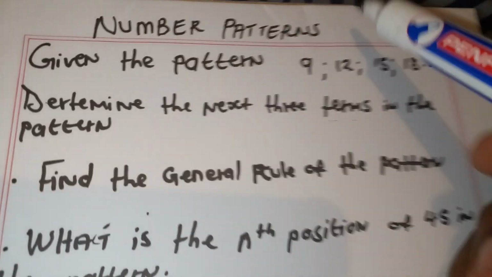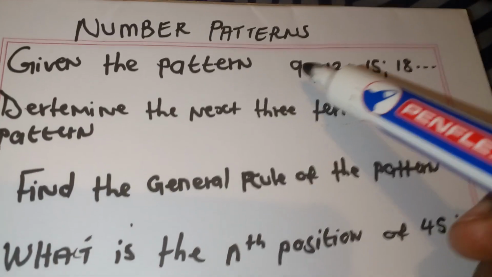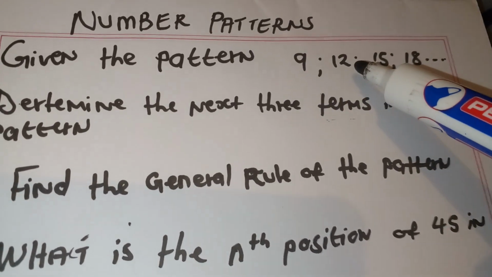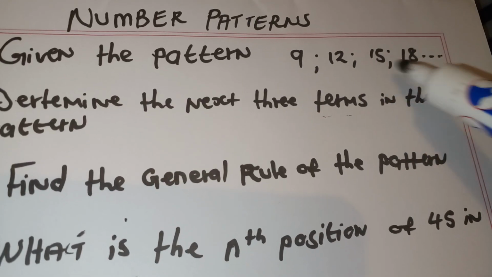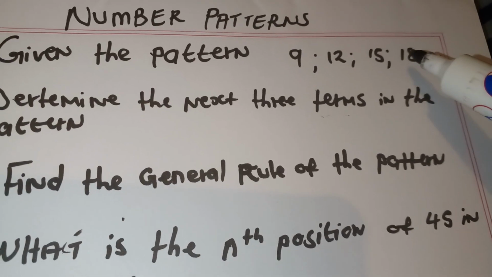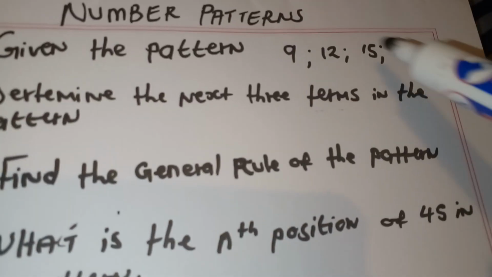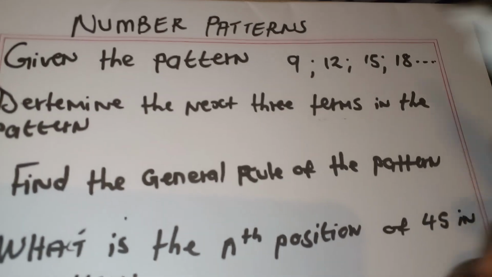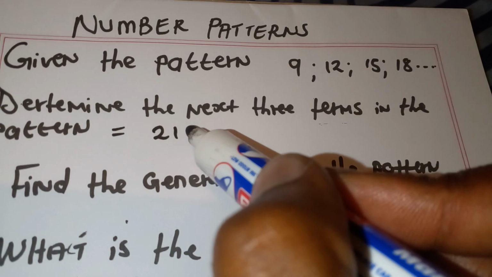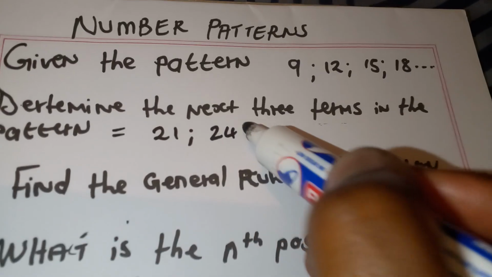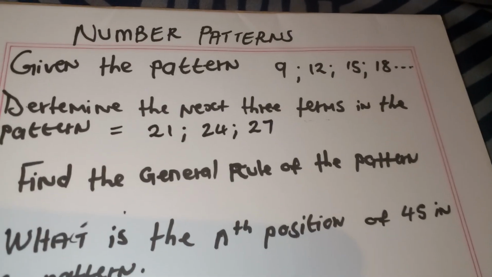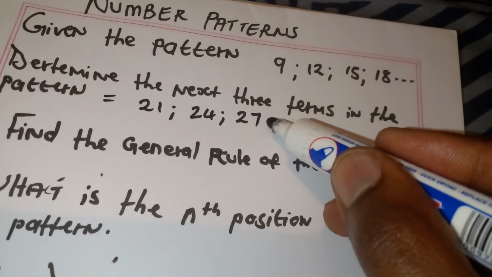Going back to our question, they say determine the next three terms in the pattern. This one is simple, because you see it's 9, 12, 15, and 18. It's a matter of what happened to 9 to get 12, what happened to 12 to get 15, and what happened to 15 to get 18. We must apply the very same thing to get the next three terms. Here we are just counting forward in threes. So it's 21, 21 plus 3 gives us 24, then 27. This is how you answer those questions.